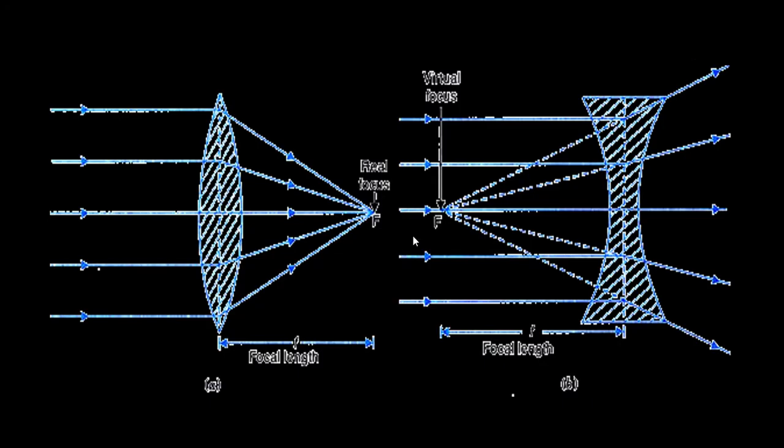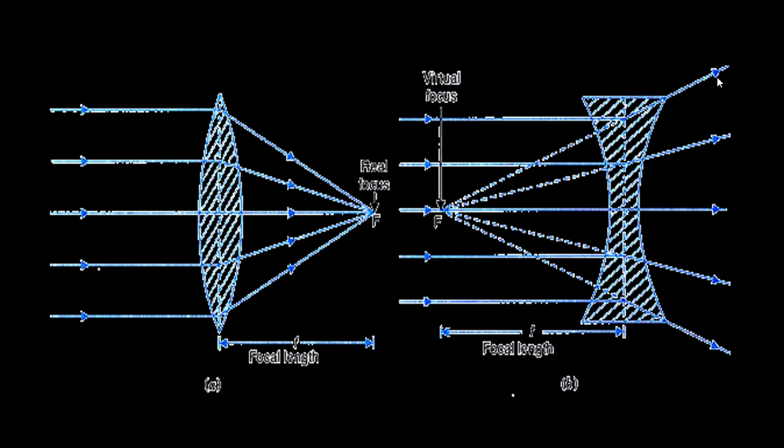Now, principal focus. When a beam of parallel rays adjacent to the principal axis is incident on a lens in a direction parallel to the principal axis, then after refraction, while going through the lens, the refracted rays either actually converge to a point on the principal axis in case of convex lens, or they appear to diverge from a point on the principal axis in case of concave lens.